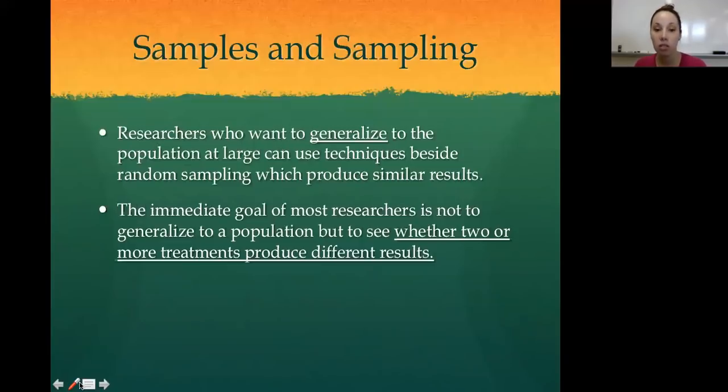So one goal is to generalize our research, and another goal, which we'll really talk about in chapters 9 and 10, is to determine whether 2 or more treatments produce different results. So do we have significant differences between 2 different groups? Hold on to this piece, the second bullet point, until about chapter 10. We'll talk more about this then. But right now, this is really more important to us. We want to generalize our results to the population at large.